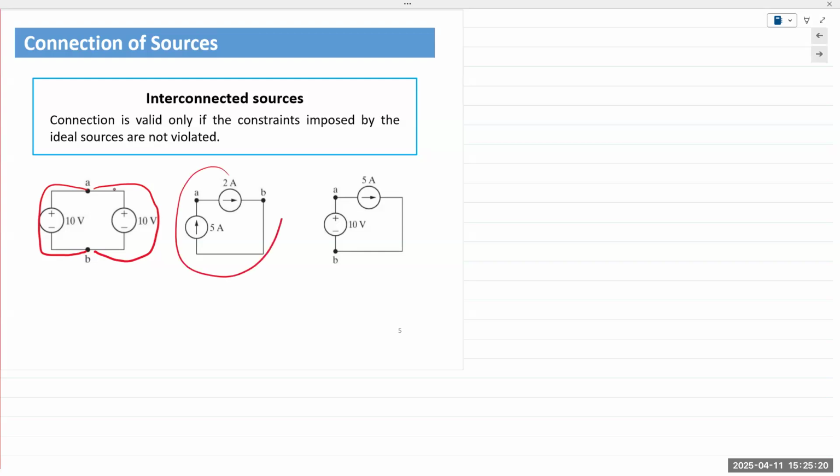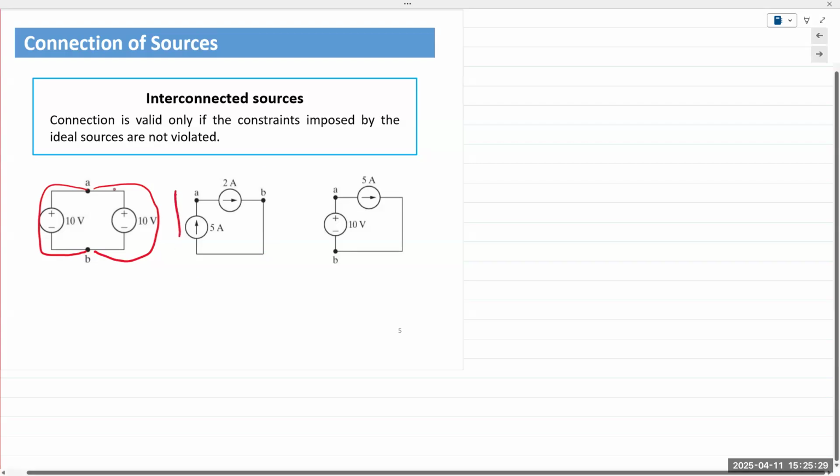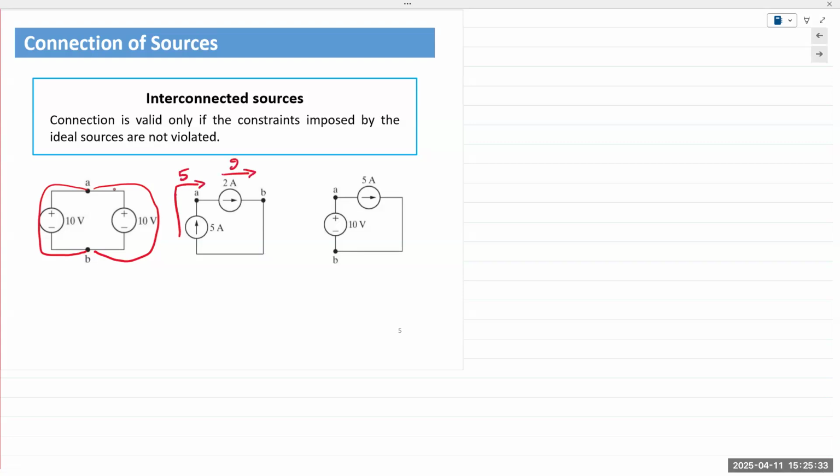How about the second one? I see a shake. That is correct, because if there is 5 amps flowing here, and 5 flowing here at the same time, we cannot have 2 flowing in the same pathway. That's just not possible. So this is valid. This is invalid. Okay.